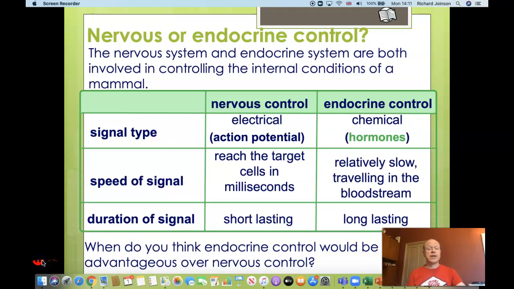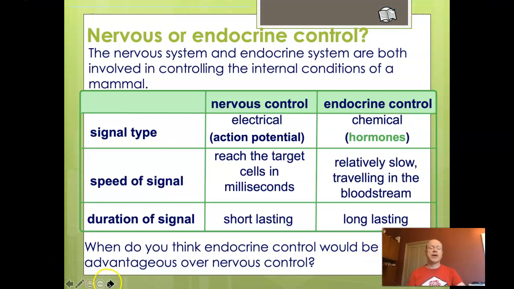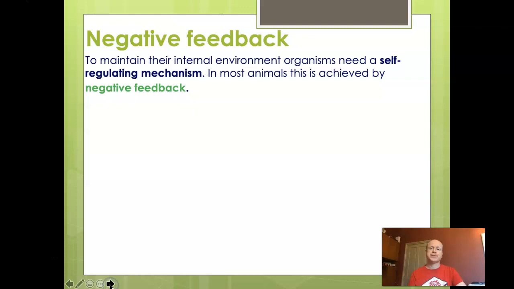So an example might be a longer lasting change being required. For example, a seasonal change might be a suitable change when we're thinking about an advantageous control of endocrine versus nervous control. If you've got to transition from winter to summer, and therefore you need a different thickness of fur on your skin, for example, that might be controlled by endocrine rather than nervous control.